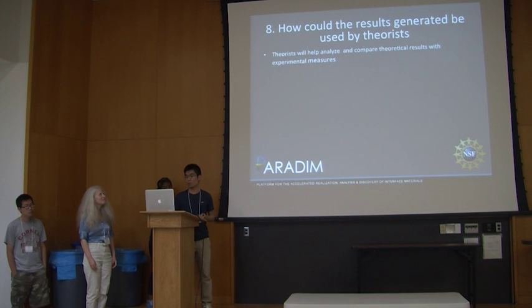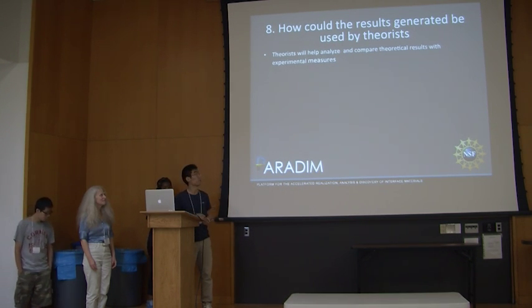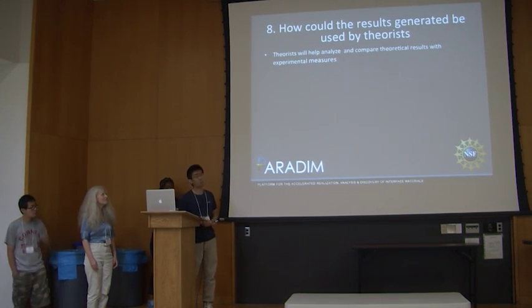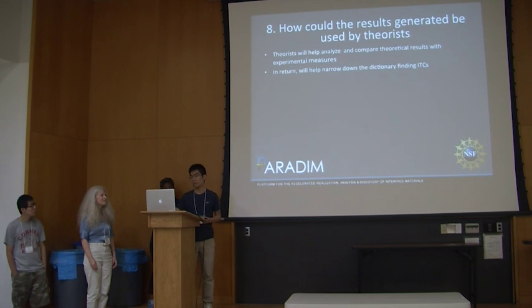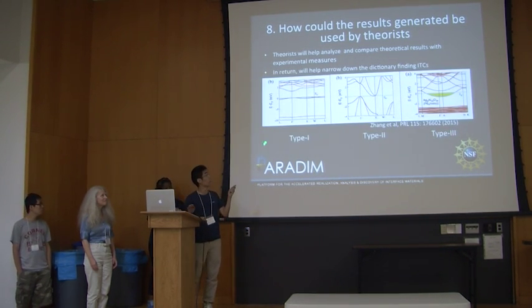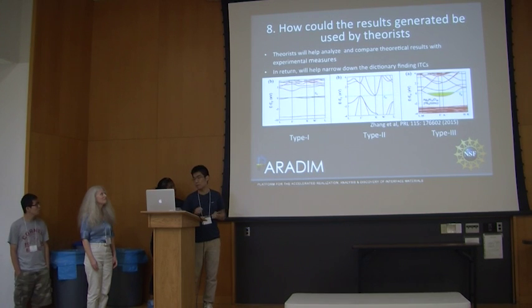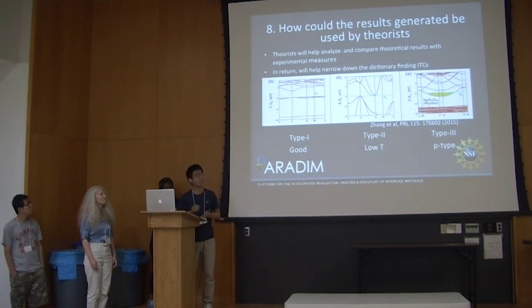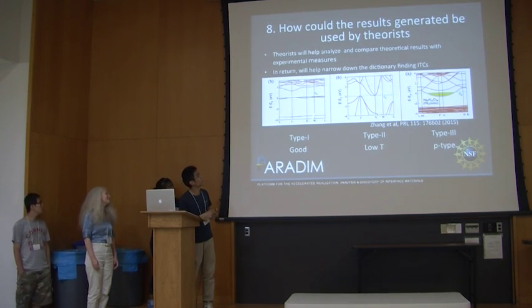And for the theoretical part, how could the results generated be used for theories? So the theorists, of course, will do theoretical analysis, and we can compare the experimental measures with the theoretical results. And in return, the theorist will help us narrow down the dictionary, finding the material ITC, as intrinsic transparent conductors. So for example, here are the 3 band structures in the paper. And the first band structure is very good.